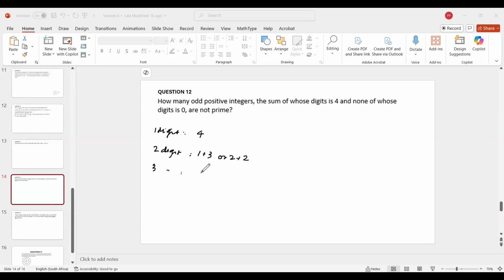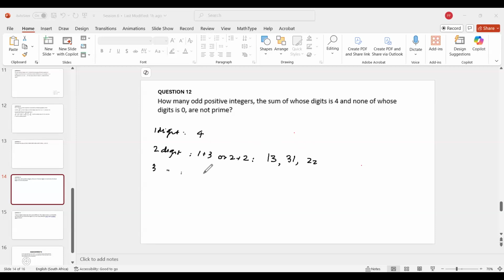The sum of those two digits must be 4, or you could have a 3-digit number. The sum of 3 numbers is 4. So what can you have? Yes, so these 2-digit numbers are going to be 13, or you could have 31, or you could have 22. This is the only 1-digit number, and here are the 2-digit numbers which sum up to 4.